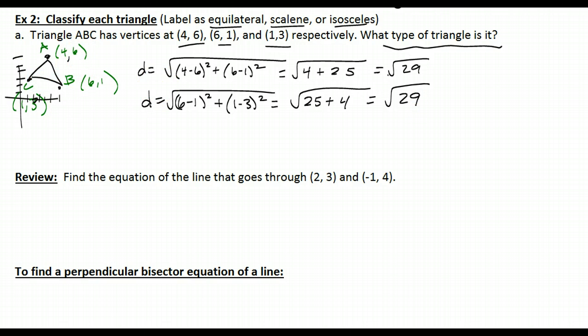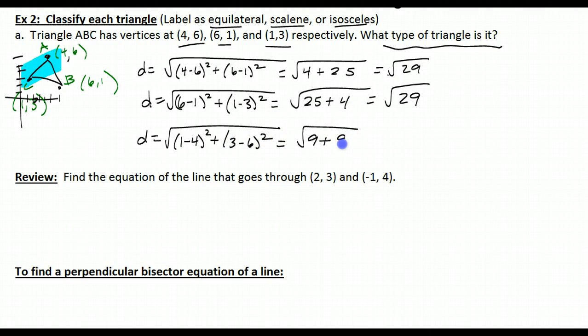Last but not least, I need to find this side between A and C as I labeled them. Anyways, I've got 1 and 4 for my x values, so 1 subtract 4, and then I've got 3 and 6 for my y values. Alright, 1 subtract 4 is -3, squared is 9, 3 subtract 6 is -3, squared is 9, so that's the square root of 18. Alright, so I gave you those definitions earlier, so now I can classify. Right now I've got 2 sides the same. Based off of what we said earlier, if there's 2 sides the same distance, it's an isosceles triangle.